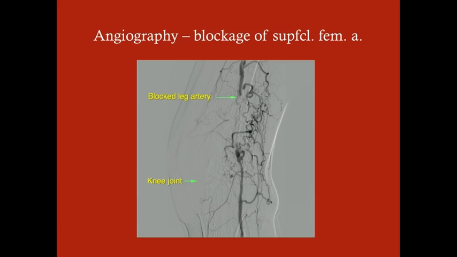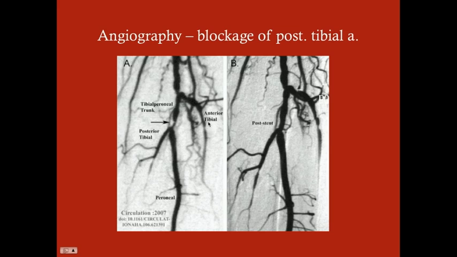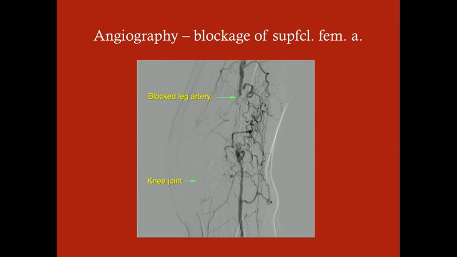But over time, you can outlive your collaterals, or it won't be enough. So here's your blockage right here. Here's another one. This is a smaller blockage, but this one's in the posterior tibial artery. So this is a more focal blockage, whereas this one was longer and more segmental.